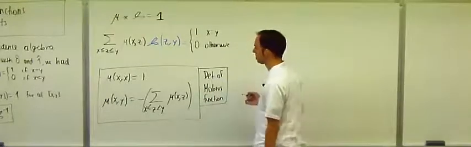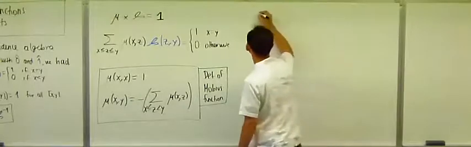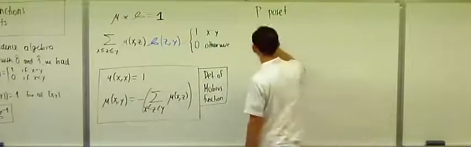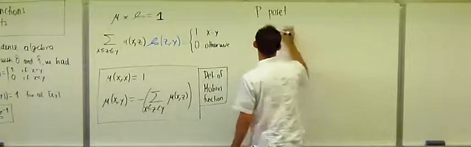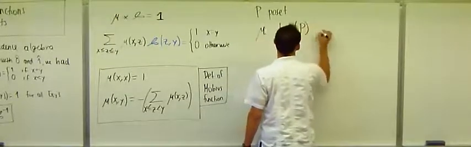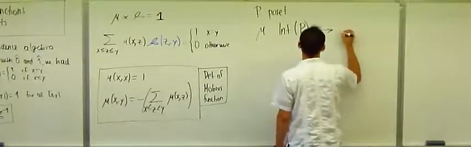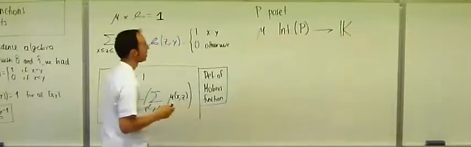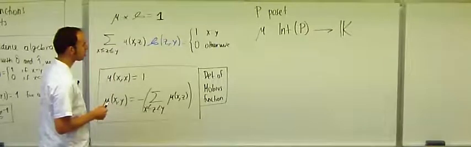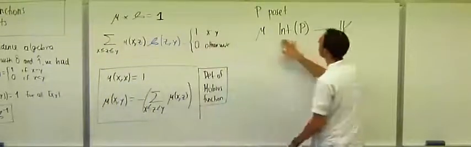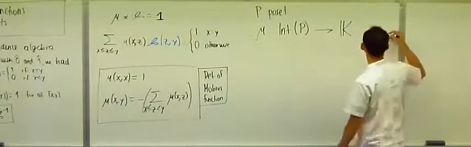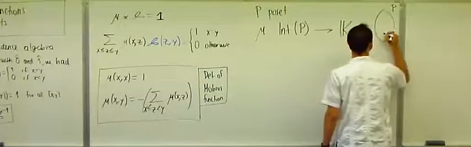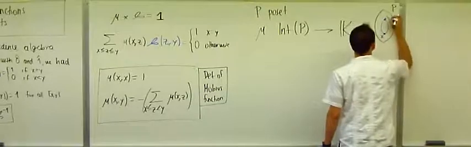Now, let me say that usually P is a fixed poset, and the way that we usually like to think of this is P is a fixed poset, and then mu we think of as a function from the intervals of P to, in principle, K. So here, these are just all the intervals in P. So here's P. Then for every interval between x and y, you assign a Mobius number.